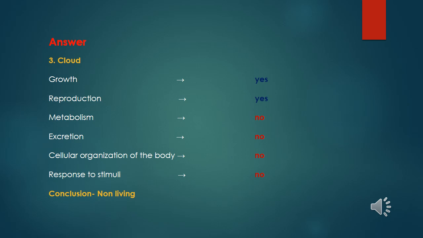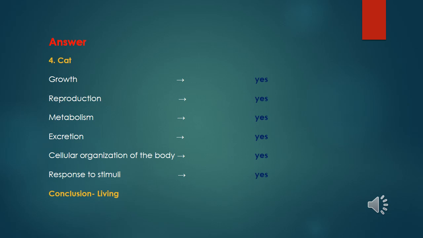Cloud also shows no excretion, no cellular organization of the body, and no response to stimuli. It can show movement because of movement of particles within it and locomotion too, but does not fulfill most of the criteria like reproduction, metabolism, excretion, cellular organization, and response to stimuli. So we cannot call it an organism. Thus, cloud is a non-living thing.